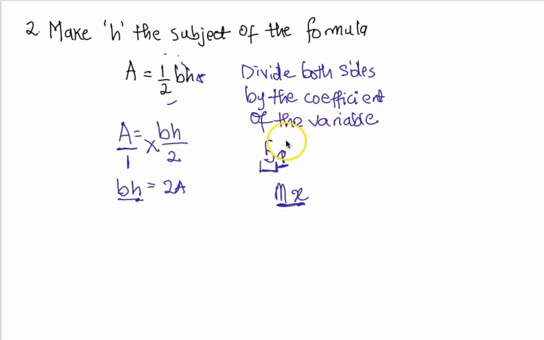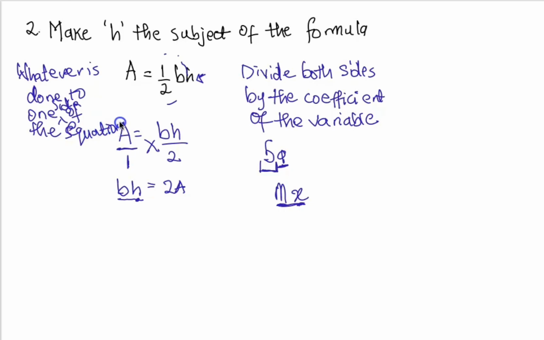Now I just said something, divide both sides. There's a law in mathematics that says whatever you do to one side, you should also do to the other side. So let's just take it down. Whatever is done to one side of an equation should be done to the other side as well. Very important. It's just like you have two children. Whatever you do for one child, you should also do to the other child. So take note of that. That's a very basic rule.